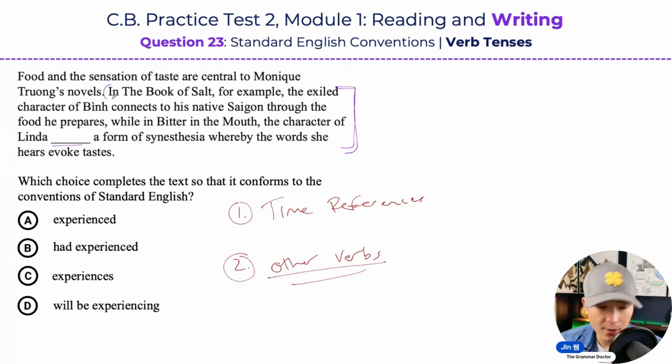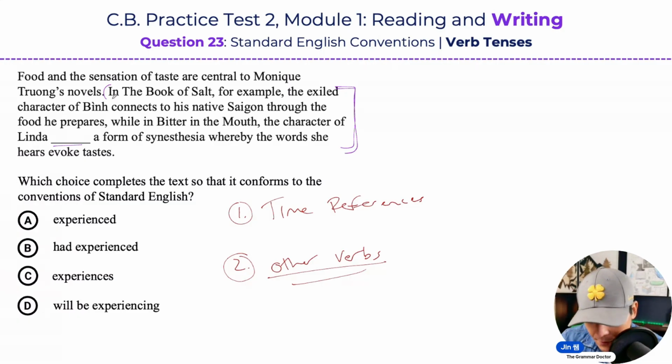starting with in the Book of Salt. But if there are no other verbs in this sentence, then you can look at the previous sentence. When you're doing this, you guys, the mistake that I see a lot of students make is that they just look randomly for words that look like verbs. Don't do that. Reread the sentence, and then identify the verbs in the sentence. So how that looks is like this.